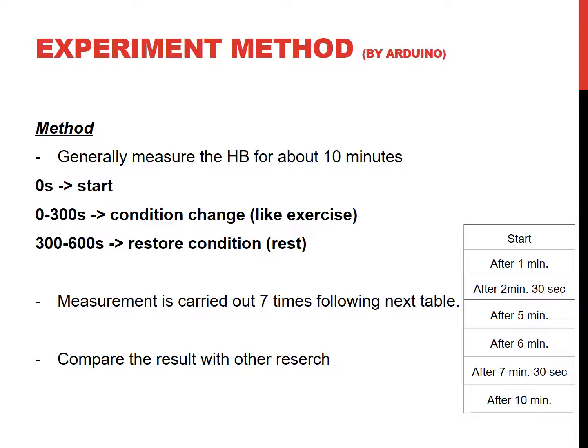This slide shows how I set up this experiment. It's not different from measuring body temperature. Generally, I measure the heartbeat for about 10 minutes. From start to 5 minutes, I do exercise, which changes my body condition. And then from 5 minutes to 10 minutes, I rest, which recovers my homeostasis. Measurement is carried out 7 times following this table. So finally I'll get the results and I can compare them with other results.